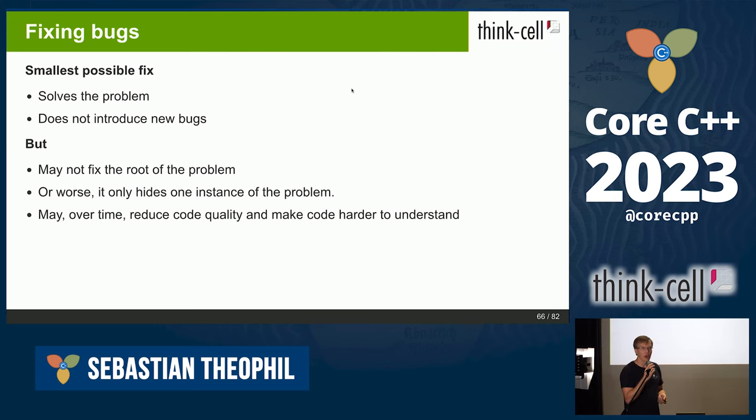And over time, your code quality might just deteriorate by putting small fix on top of small fix, right? In the worst case, you didn't even fix the real root of the problem. You just fixed some symptom, some special corner case, made the real problem harder to reproduce. So don't think of the smallest possible fix first. Do it the other way around. Would be my advice.